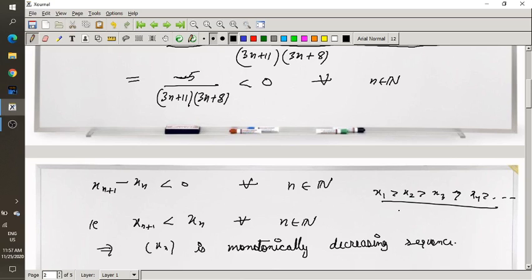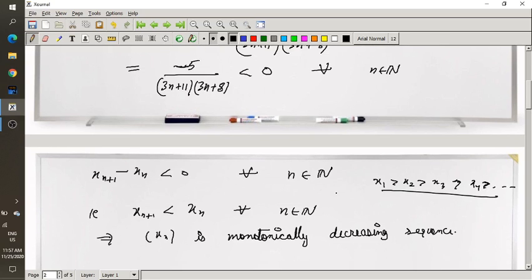So what is the meaning of this condition? This condition means the sequence is monotonically decreasing. So the value is decreasing: x1 is the largest, then x2, then x3, and so on. Right. So I hope the idea is clear.